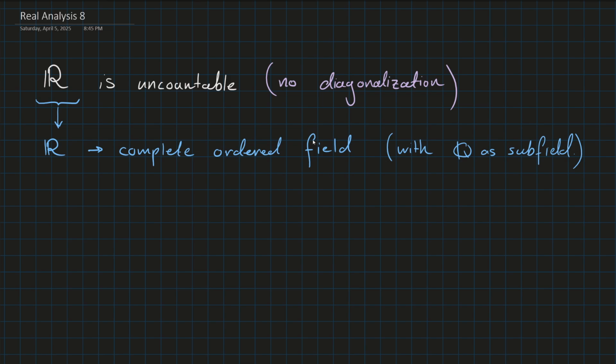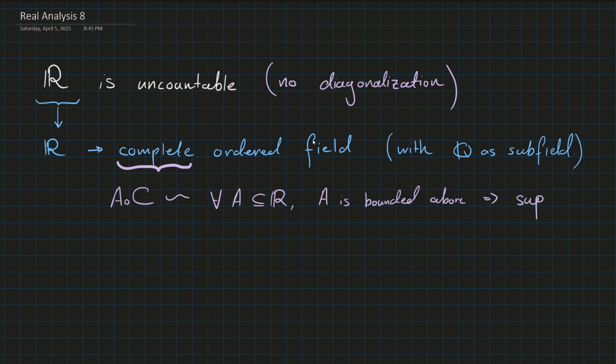Well, complete tells us this is like the axiom of completeness, which means that for all A subset of R, A bounded above implies the supremum of A is a real number. Okay, so that's our axiom of completeness. So this is like the construction.